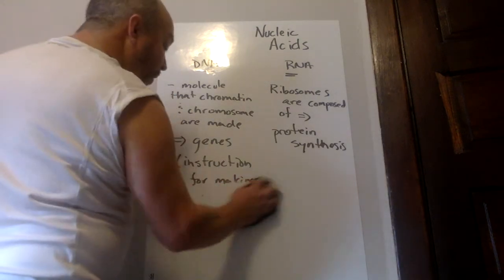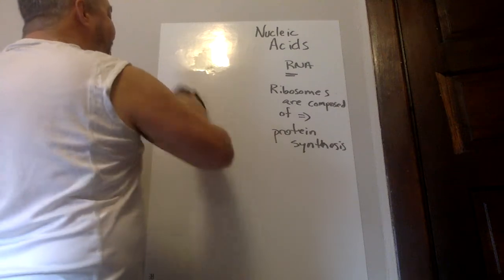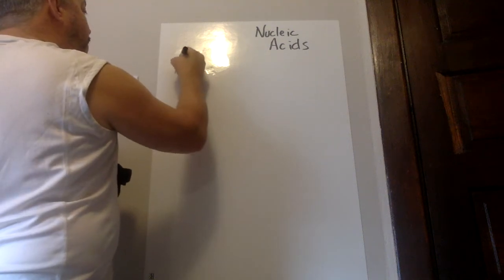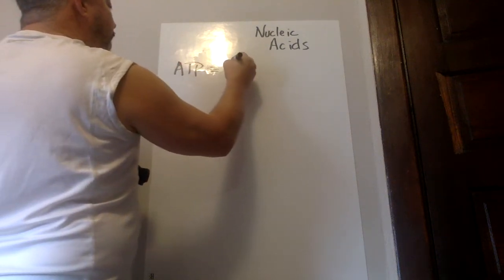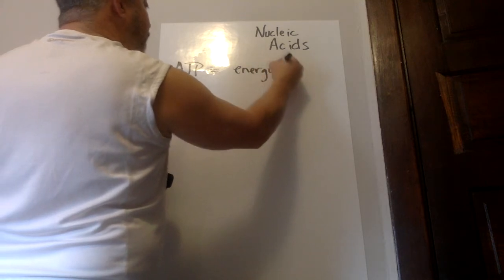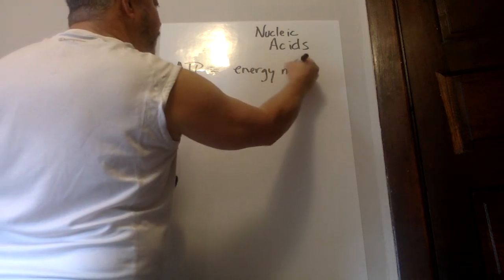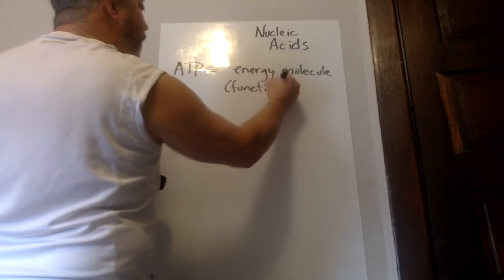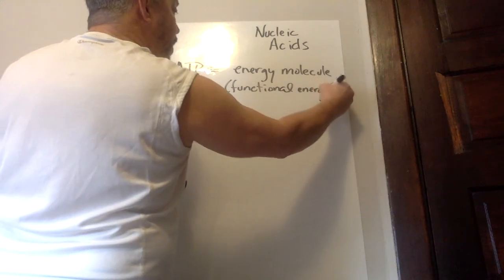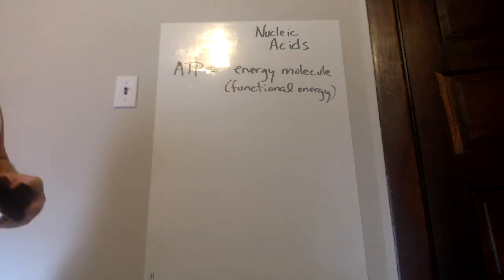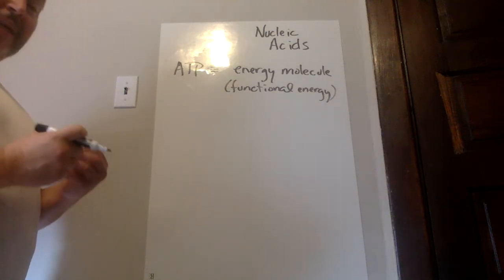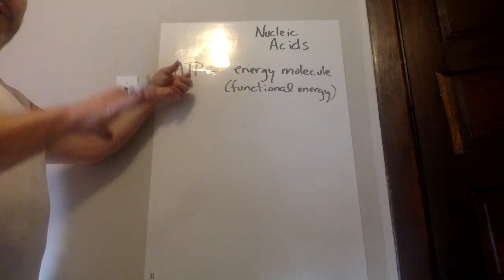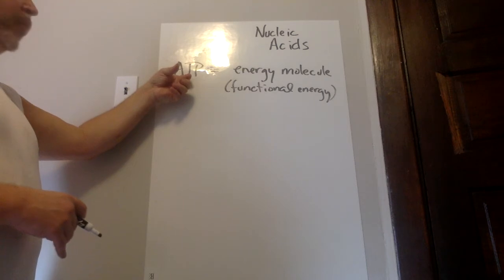Now there's one more molecule that we need to know from this section. It is not a polymer, it is a modified nucleotide. ATP is an energy molecule, and we'll talk a lot about it in a couple of chapters. This is your functional energy. When you eat food, that food can't actually do anything. But that food contains energy that we can transform into ATP. ATP is a molecule that your body can use in order to actually do work.